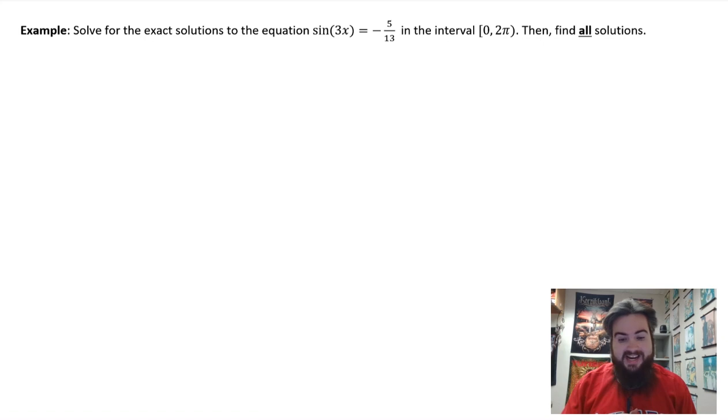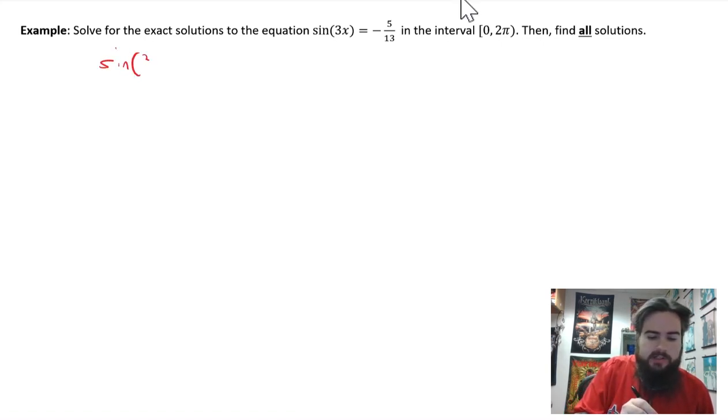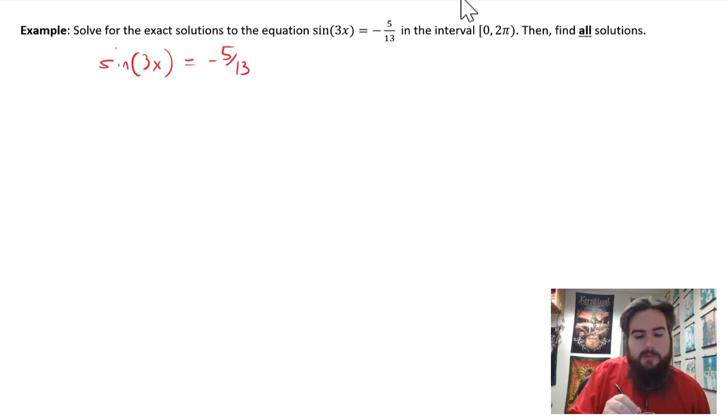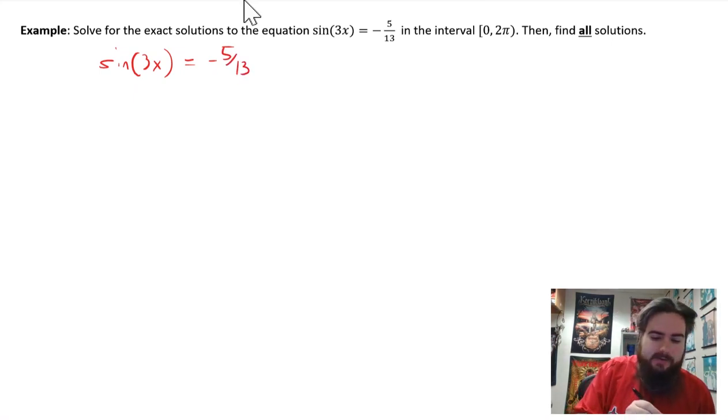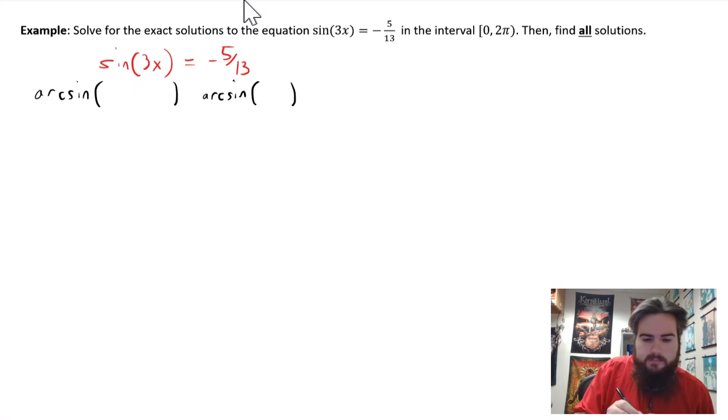To start, we have sine of 3x equals negative 5 over 13. My goal overall is to get x by itself there. So if I do want to get x by itself, where it is currently being operated by a function of sine as well as a multiplication of 3, the first thing I am going to do to both sides is apply an arcsine function. So if I apply arcsine to both sides of this equation, that will be arcsine of sine of 3x equals arcsine of negative 5 over 13.